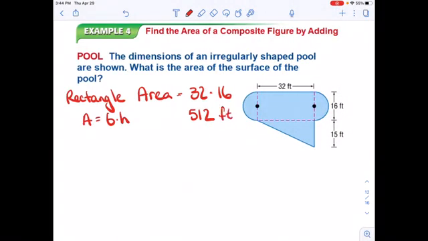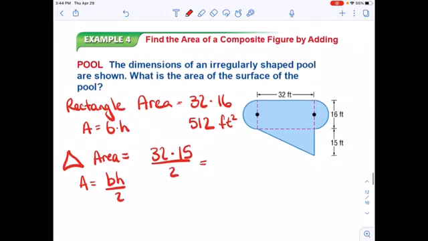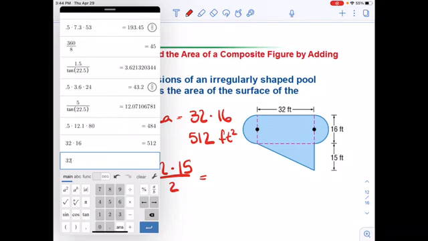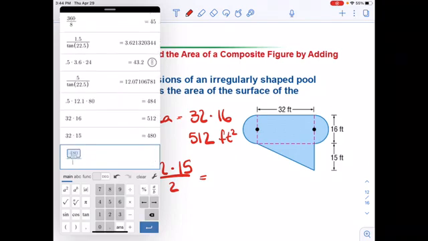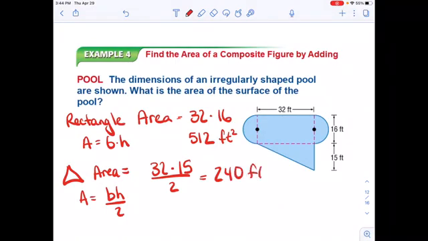So 512 square feet is my rectangle. Then I need to take my triangle area. That is base times height divided by 2. My base, I'm going to say, is 32. My height is 15. Divide that by 2. I end up getting 240 square feet.